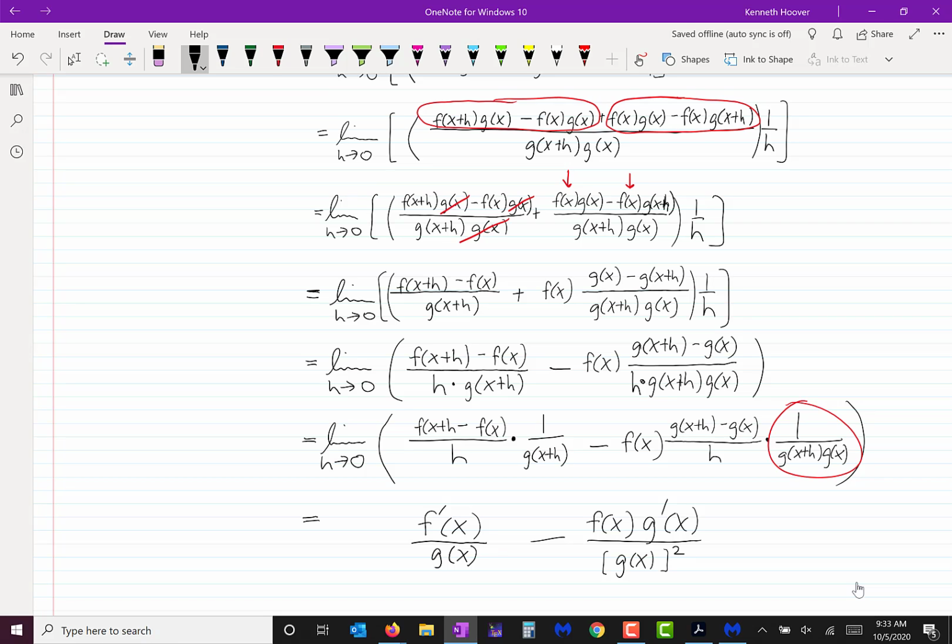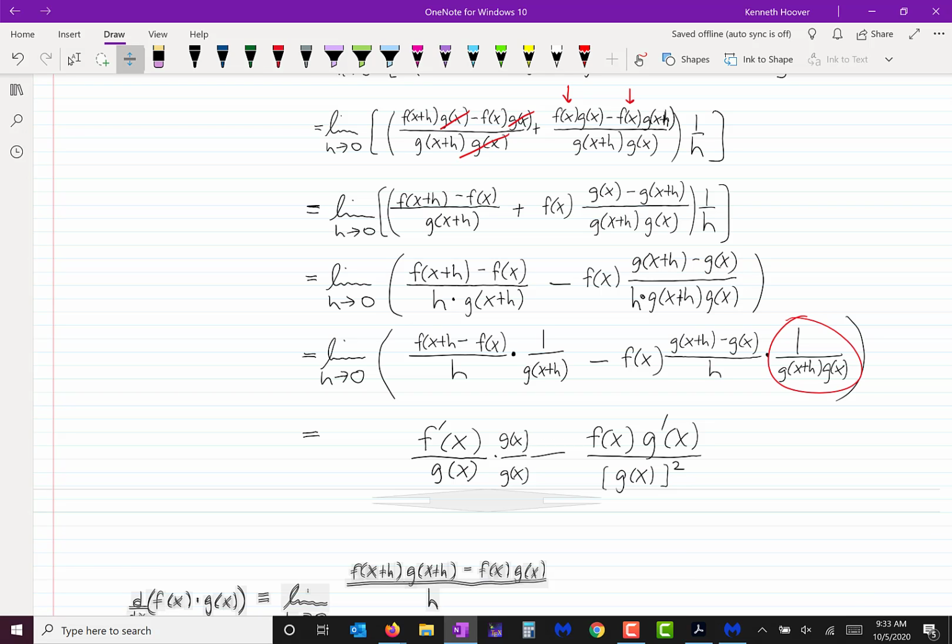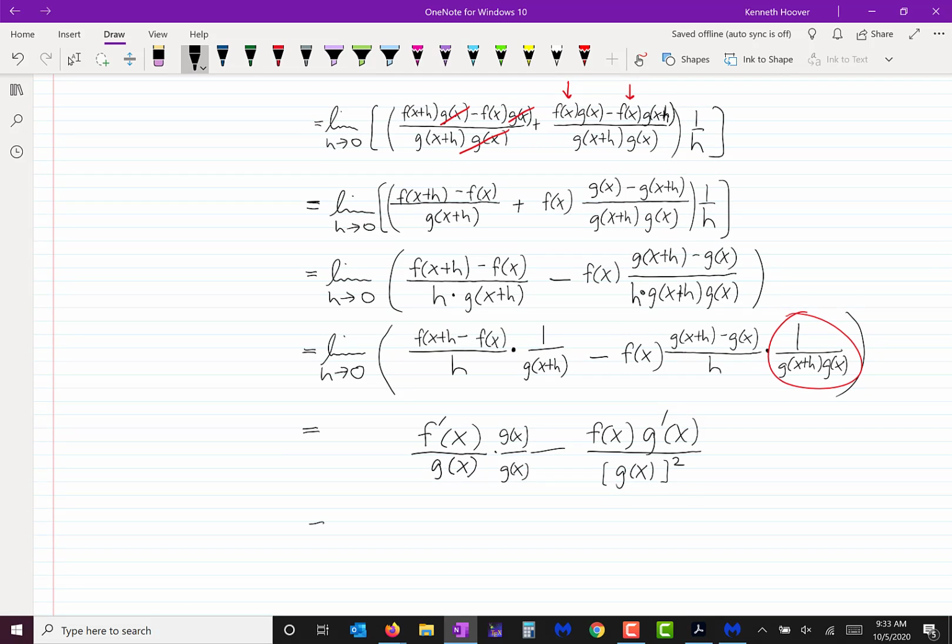Well, that looks a lot better. And we can make it even better than that if I just multiply this first fraction times g of x over g of x, then look at what we have. F prime times g over g squared minus f times g prime over g squared. And that's what we call the quotient rule. Took a while to get there, but now we have a nice formula.